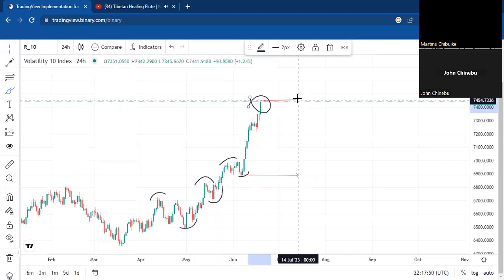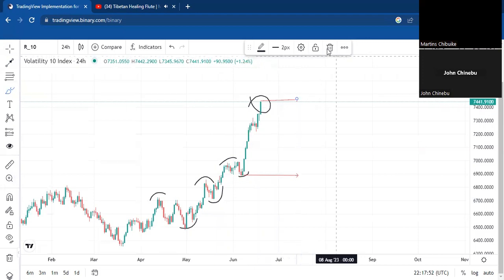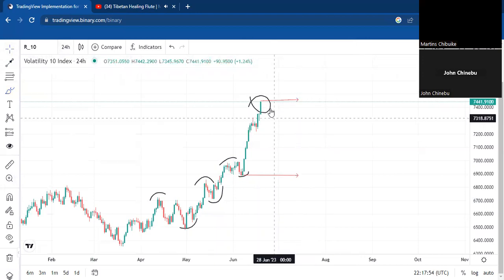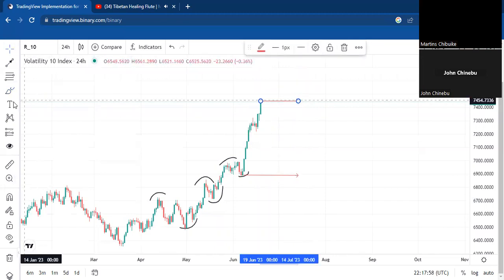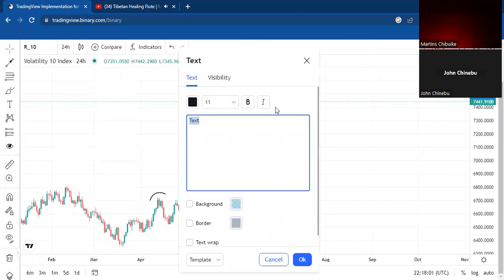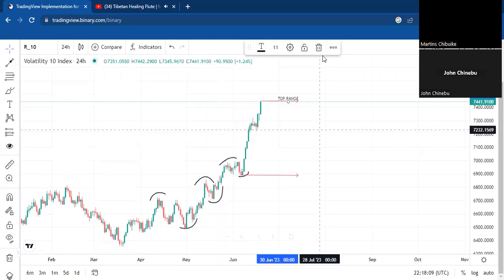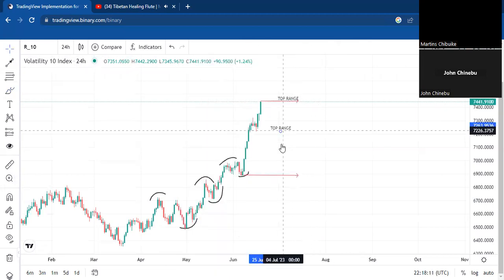So after identifying your trading range, remember here is your top range. And here is your down range.